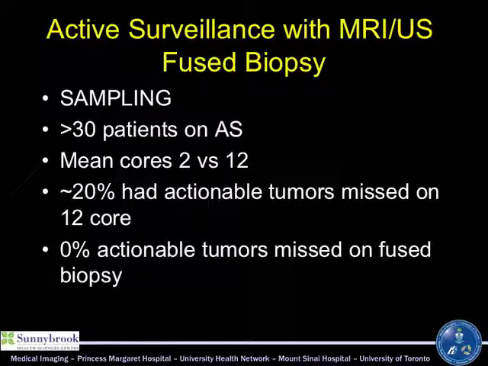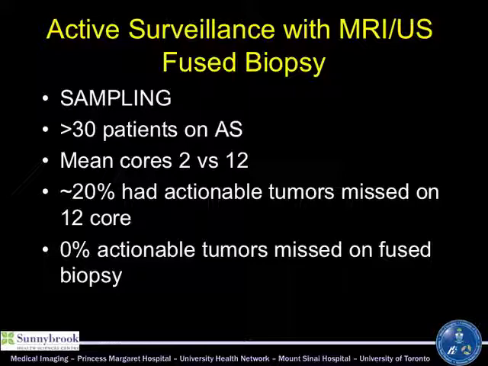What's your gold standard? The gold standard here is the comparison with the 12 core, which is what the patient would have had done. So this is not a true sensitivity specificity assessment. This is an assessment of what the potential miss rate is when comparing to 12 core, and what the potential incremental yield is when compared to 12 core. So what we're showing here is that we're not losing much compared to a 12 core, but we're finding tumors.